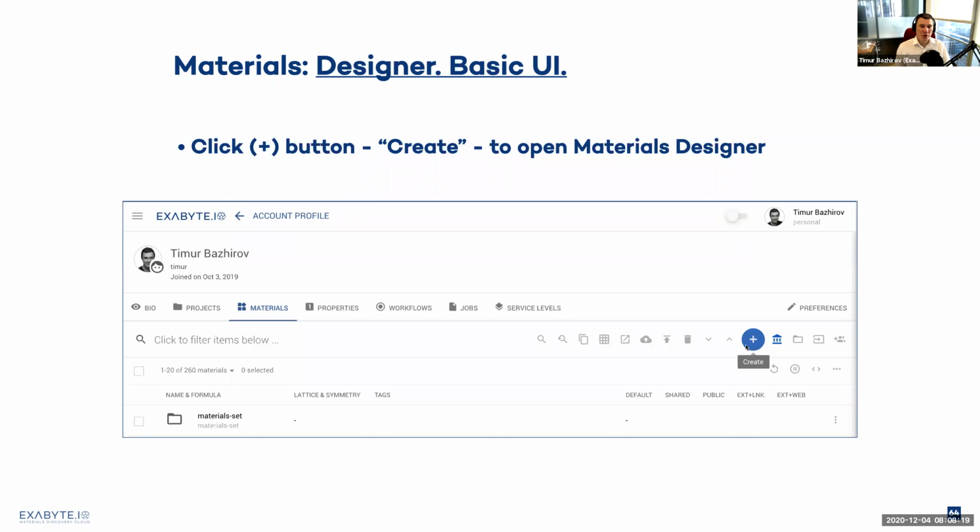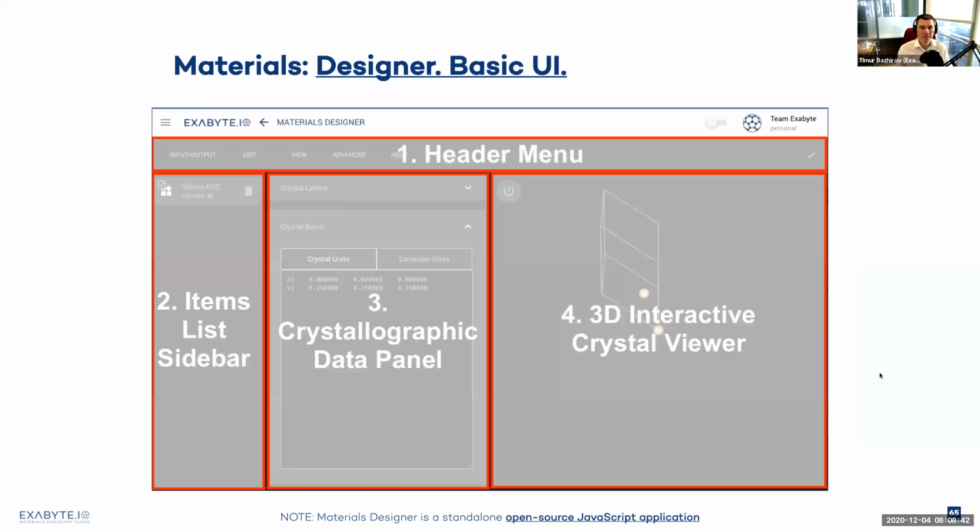Next point I wanted to mention here is how to access Materials Designer. So once we have imported or uploaded material structures, we sometimes want to edit this information, or we can create new materials inside our accounts through editing existing ones. And for that, we can click on the Create button inside the Materials Explorer.